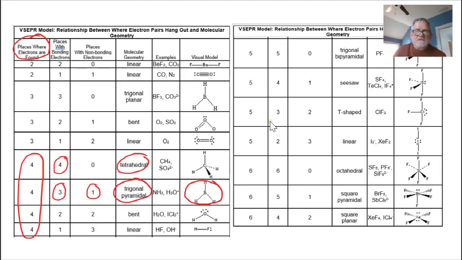Go to your table. Now we're interested in the number 3. We find electrons around the central atom in 3 places. Of those 3 places, how many are bonding places? Well, all 3 are bonding, and there are no lone pairs. So we have trigonal planar.